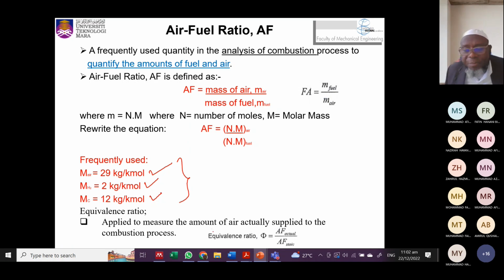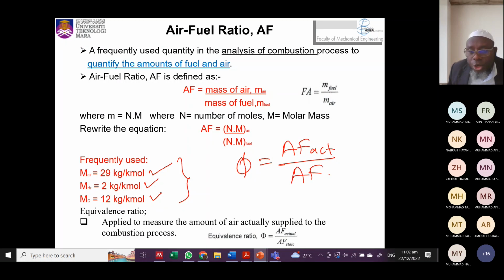Okay, so then another very important definition, equivalence ratio. It is expressed by phi. It is the ratio of the air-fuel ratio for the actual reaction divided by the air-fuel ratio for stoichiometry. Later I'll explain what is meant by stoichiometric air-fuel ratio.